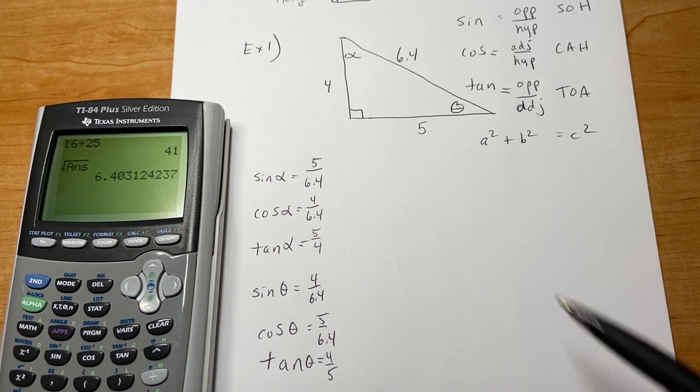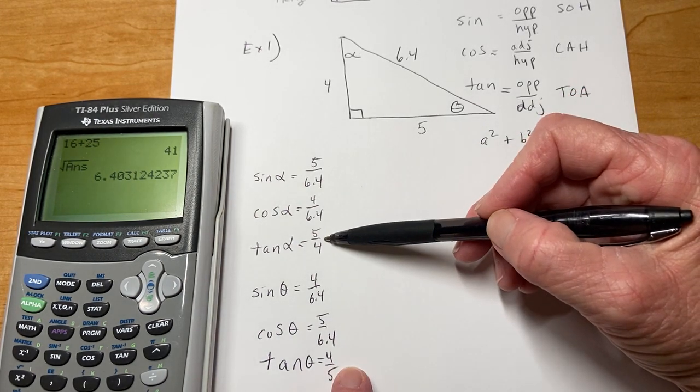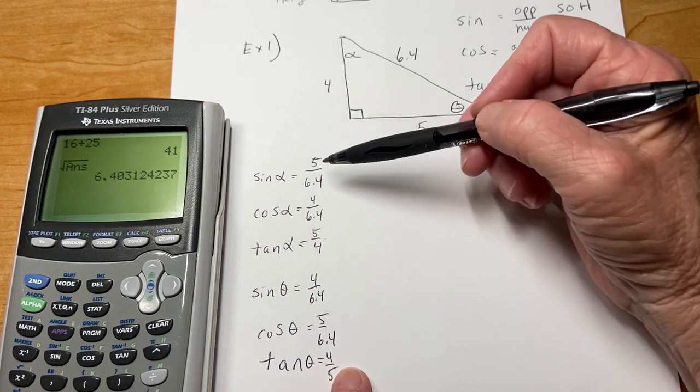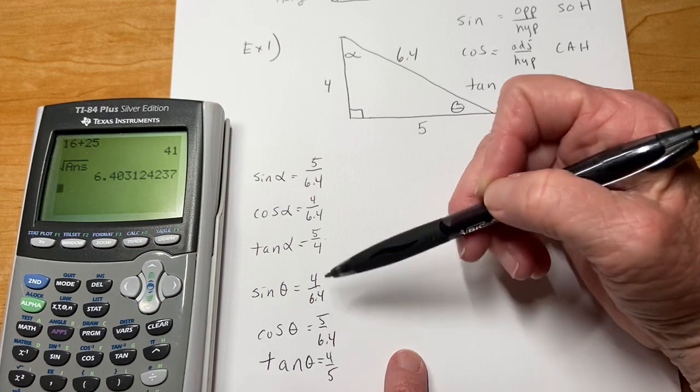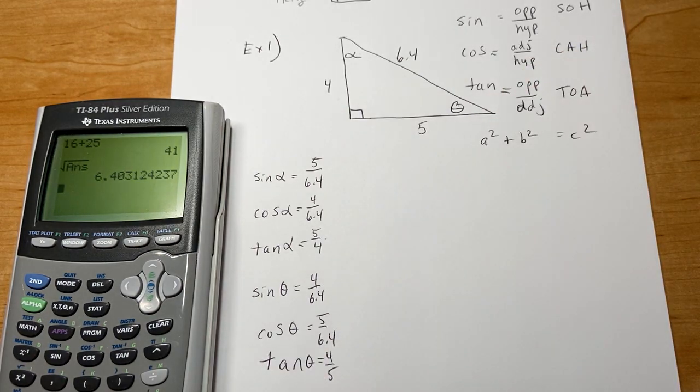Again, relationship. Notice the tangent. See what happens? They're inverse. Also notice what happens here with sines and cosines. See the flip-flop? This sine becomes this cosine. It's only 3 sides. There's only so many relationships.